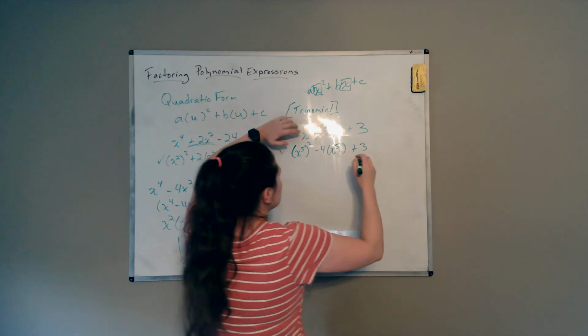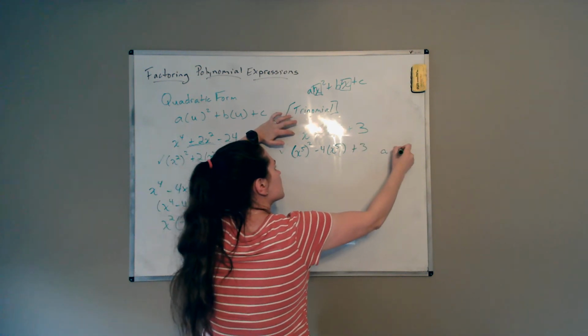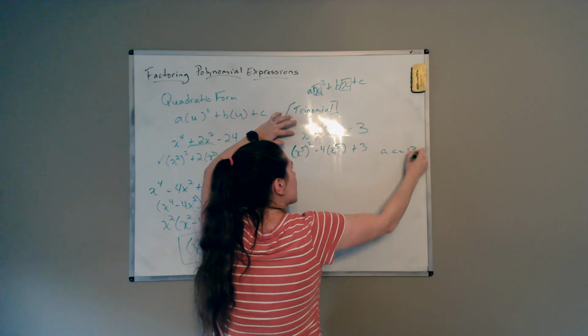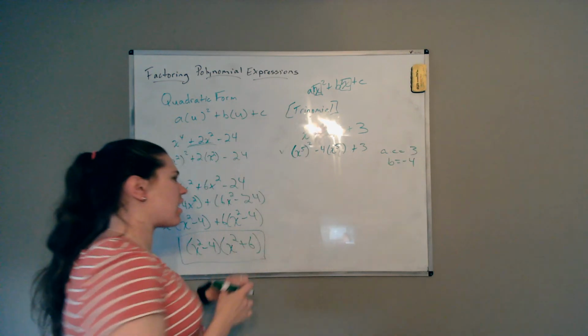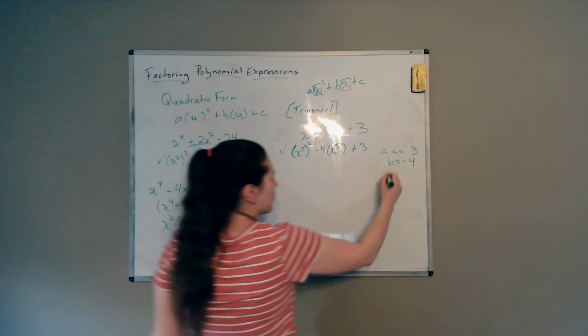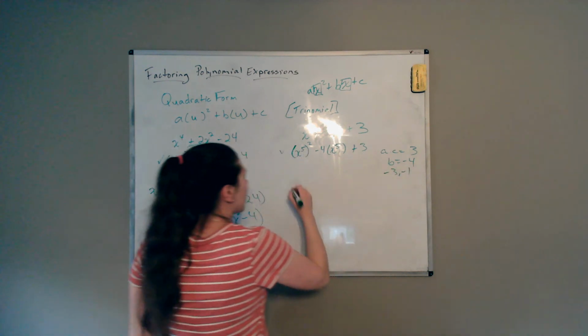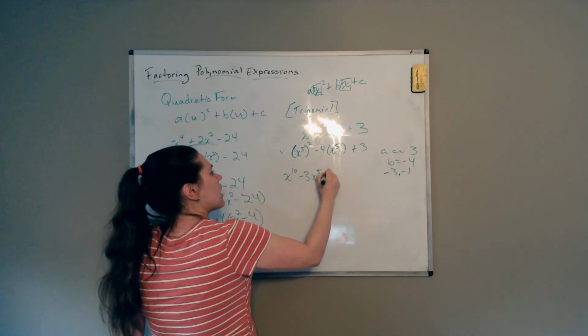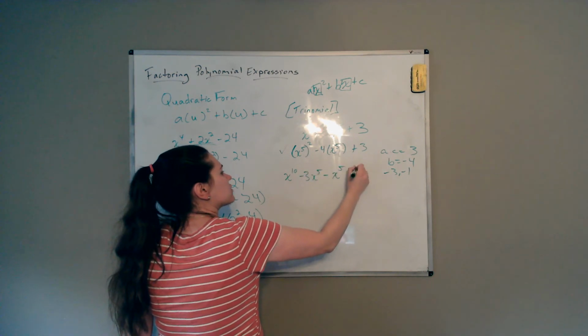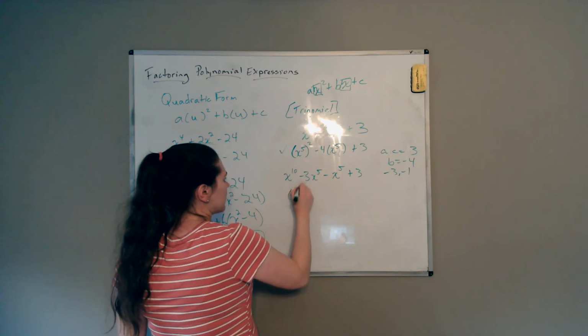So yes, this fits. So we can use the AC method on this. So a times c, 1 times 3, is positive 3, and b is negative 4. So what two numbers multiply together give you positive 3, and add together give you negative 4? That's negative 3 and negative 1. So this is going to be x to the 10th minus 3x to the 5th minus 1x to the 5th plus 3. Factor by grouping.